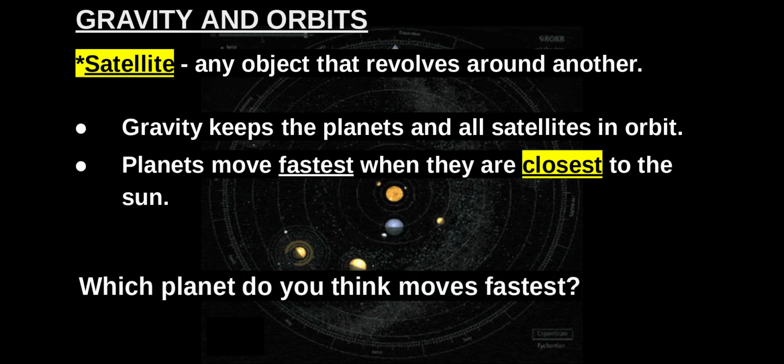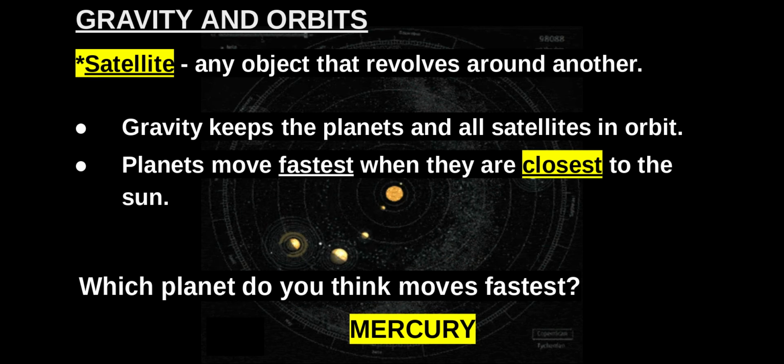So which planet do you think moves the fastest? All right, if you know which planet is closest to the sun, that is Mercury, and that is the fastest moving planet. So now let's break down some of the objects in our solar system, okay?